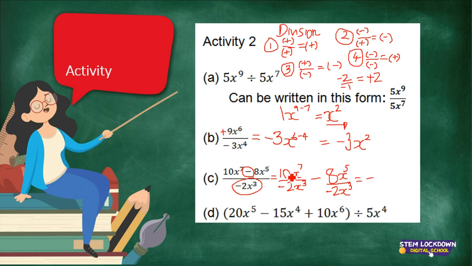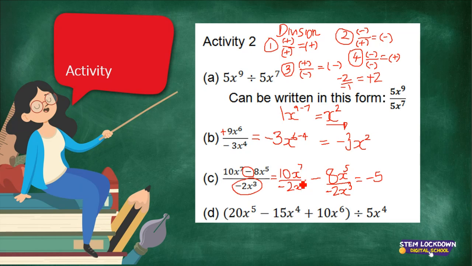Then I have 10 divided by 2. What is 10 divided by 2? 10 divided by 2 is 5. So positive 10 divided by negative 2, the answer is negative 5. Hopefully you guys are understanding where the negative 5 came from, right? 10, which is a positive, divided by 2, which is a negative, the answer is negative 5.